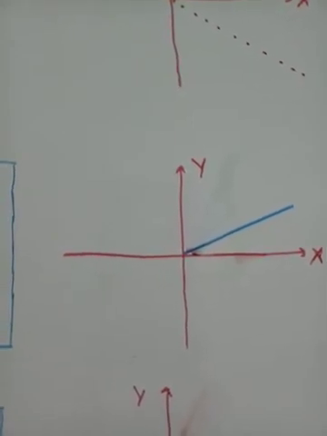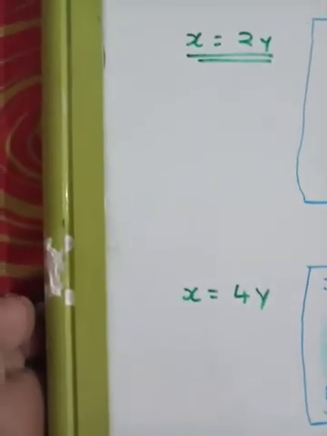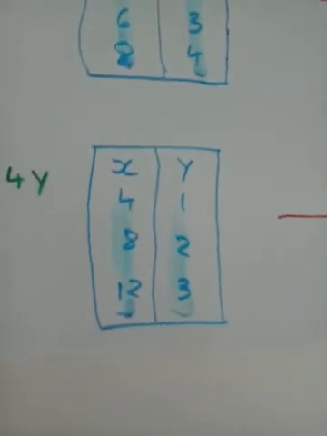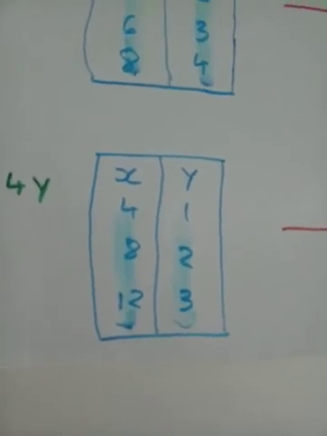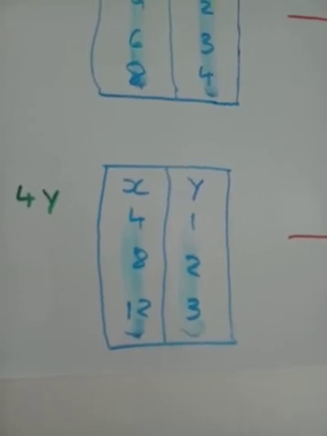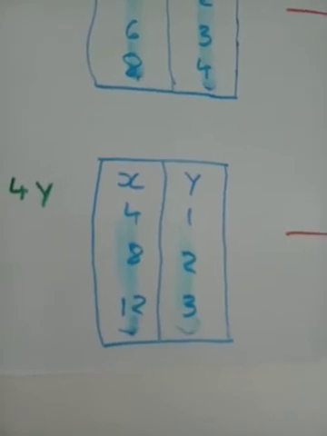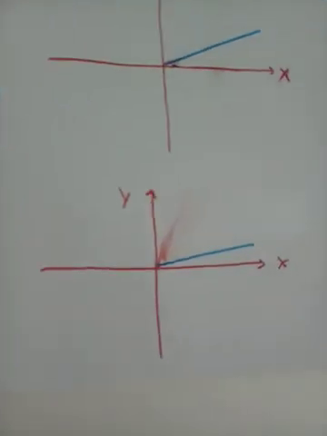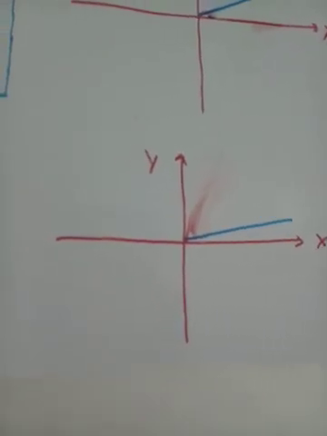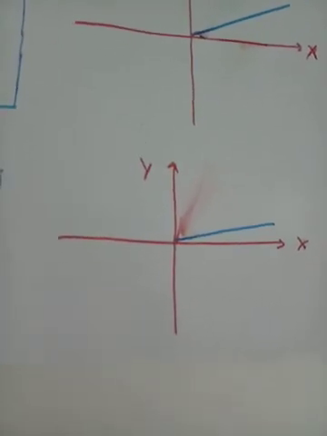Now let us go for one more equation. x equals 4y. Again we do the same thing. Take the values of y as 1, 2, 3, and then find the values of x, that is 4 times the value of y. 4 ones are 4, 4 twos are 8, 4 threes are 12. And again we plot these points on a graph paper. You can see that blue line. What has happened? The graph has now moved again a bit closer towards the x-axis.